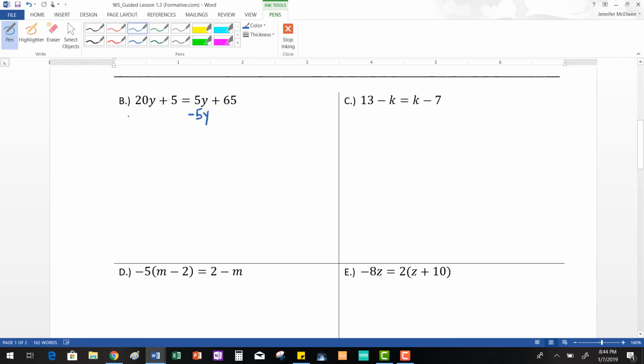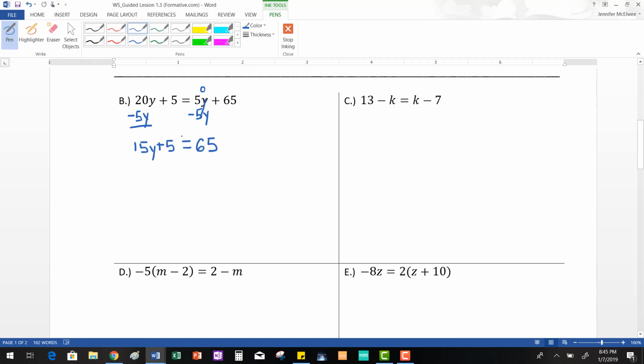And again, what I do to one side, I have to do to the other. When I talk about sides, remember it's sides of the equal sign. So 5y minus 5y becomes a 0. On the right-hand side, all I'm left with is that positive 65. On the left-hand side, 20y minus 5y is 15y, and I'm going to bring down my plus 5 term.